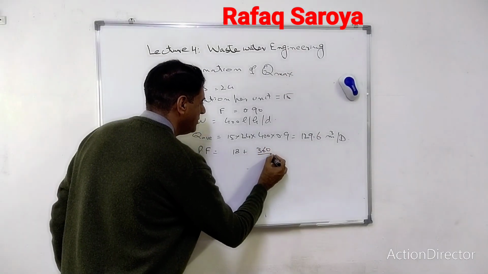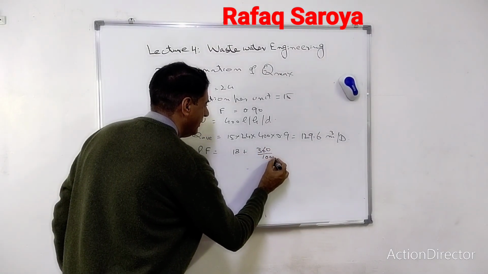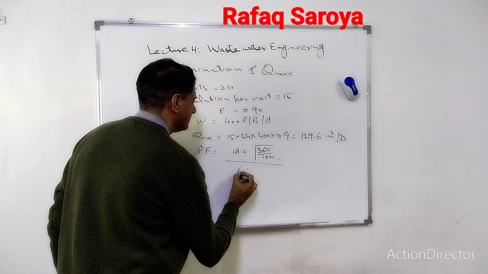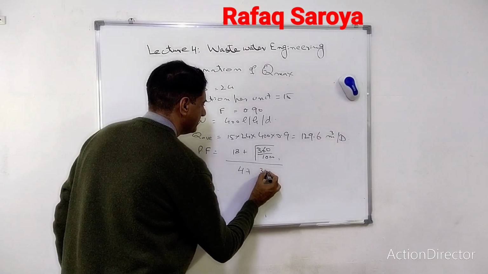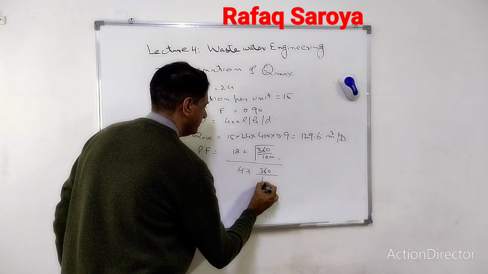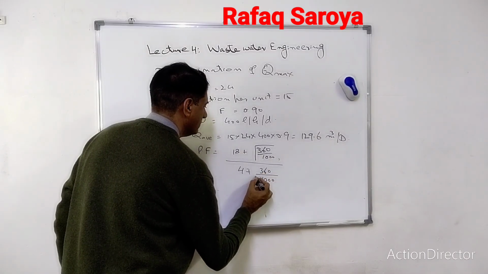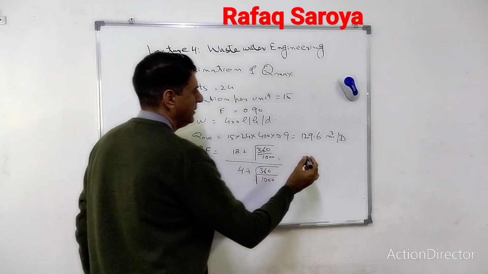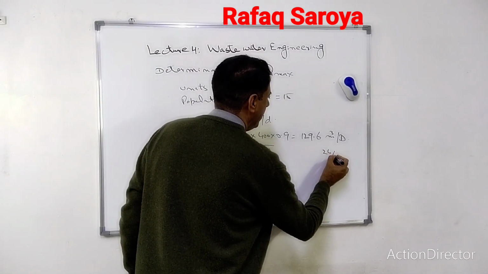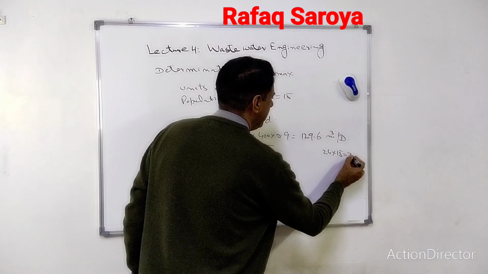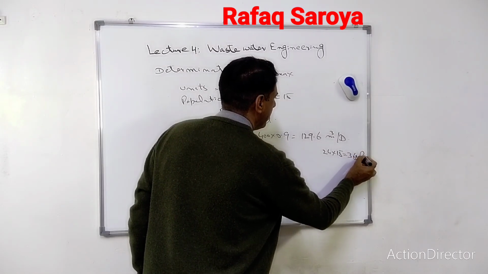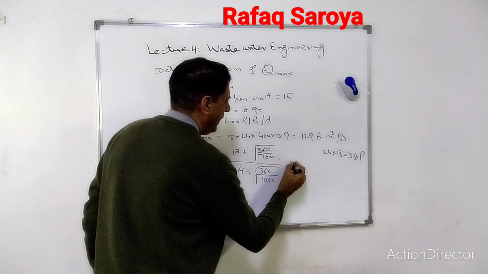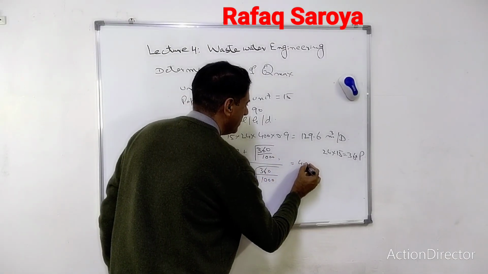I told you this population is taken in thousands. That's why I am going to divide it by 1,000. From where does this 360 come? Just multiply 24 by 15. It will give you 360. This is the number of people. After making the division, I am going to get 4.04.